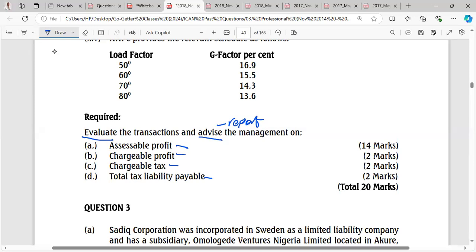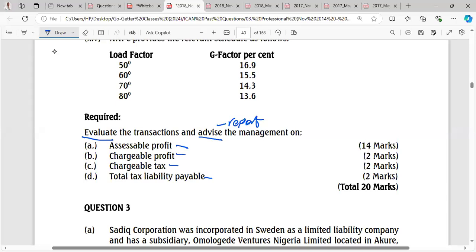But the first thing before writing your report is you will need to do your computation. So your answer booklet, the first page for that question should be for your report. You can just do your letterhead, then you start your report. You say, advice on assessable profit, chargeable tax, and tax liability for the year ended 31st December 2015, which is year of assessment 2015. So that's what you are going to do.